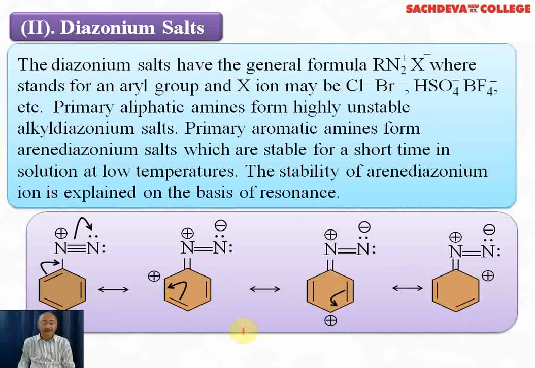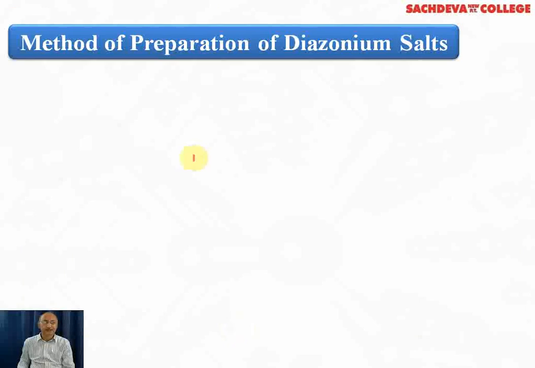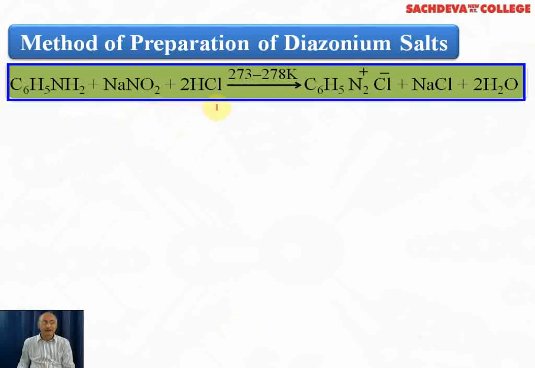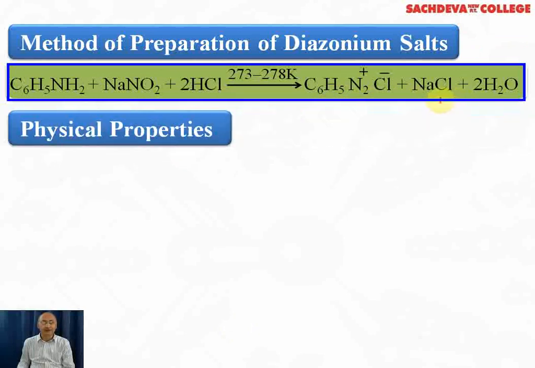So due to this resonance stabilization, benzene diazonium chloride or arene diazonium chloride, or diazonium salts of aromatic compounds, are quite stable. Next we are taking method of preparation of diazonium salts. Aniline reacts with NaNO2 plus 2HCl at 273 to 278 Kelvin. The benzene diazonium chloride plus NaCl plus 2 H2O is formed.